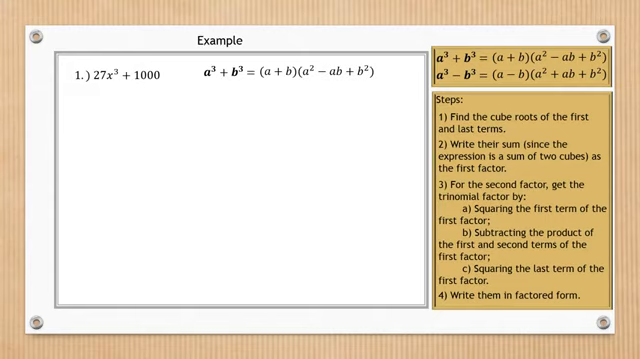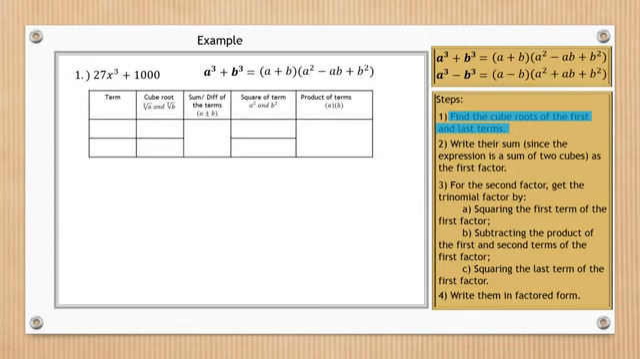First, I suggest, for beginners, find the cube roots of the first and last terms. As a beginner, I suggest you make a table. Copy this one. Maybe in your module, there is no such table in class, but I suggest you make this kind of table so it is easier for you.